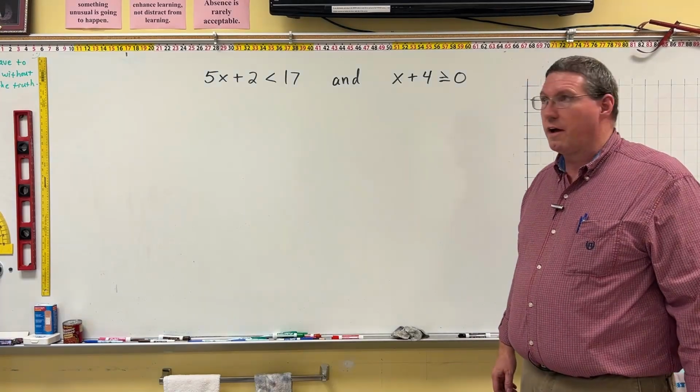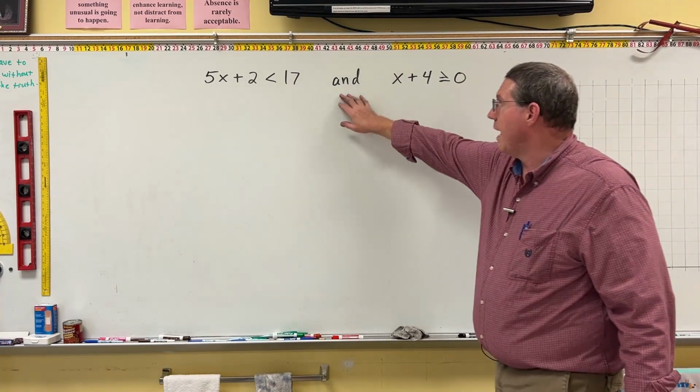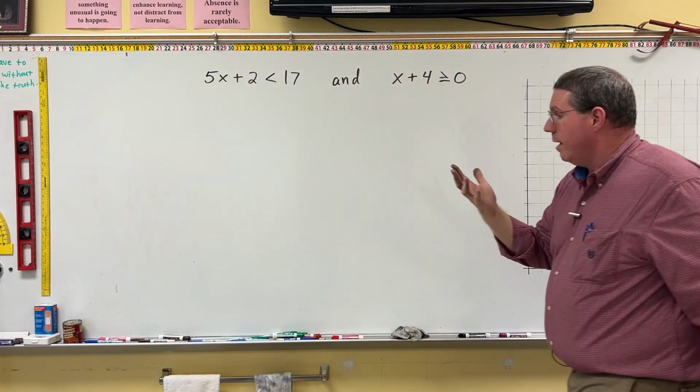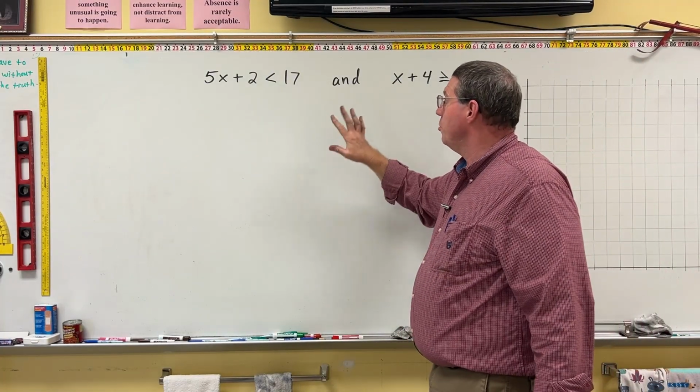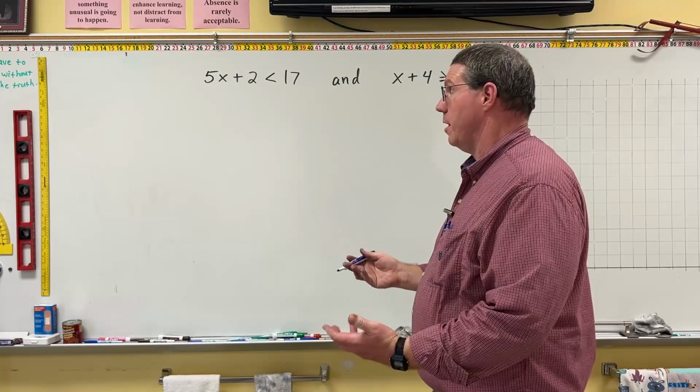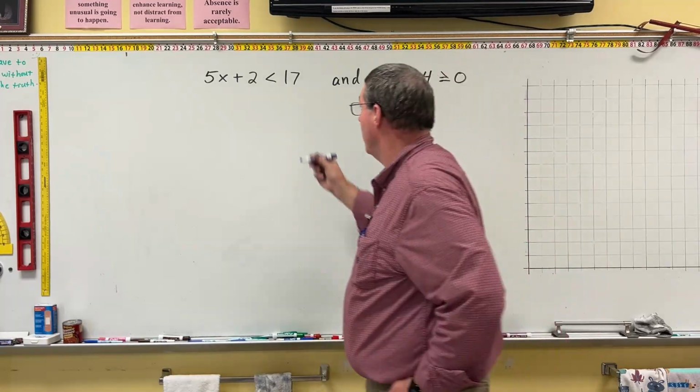This second kind of compound inequality has the word and. You're given two inequalities, this one and this one. And it's saying that both of them are true at the same time. Okay? So what we're going to do is we're going to solve them separately. Solve each one of them separately.